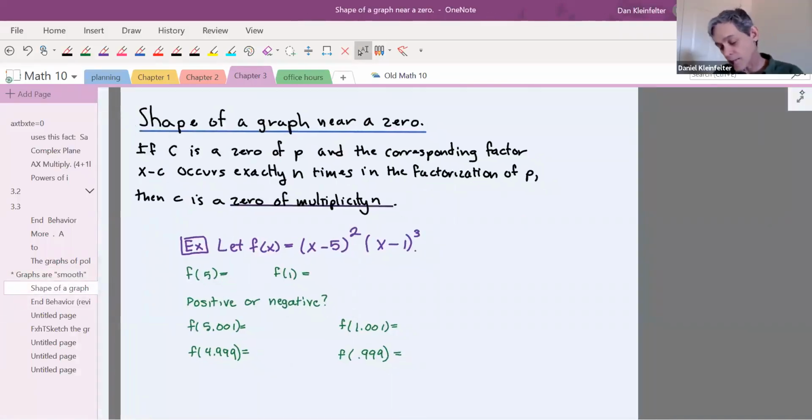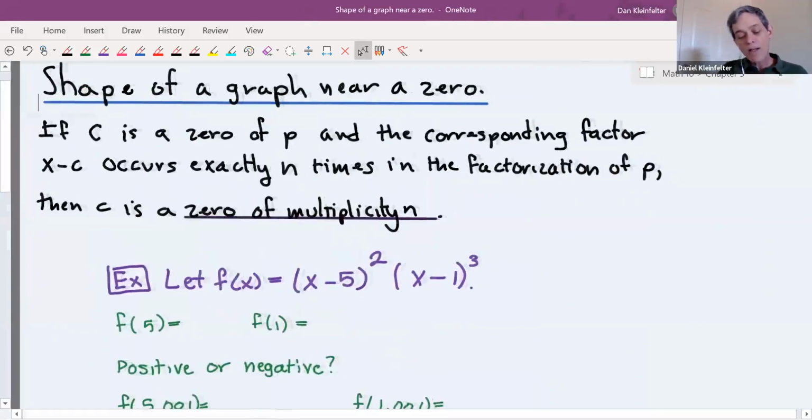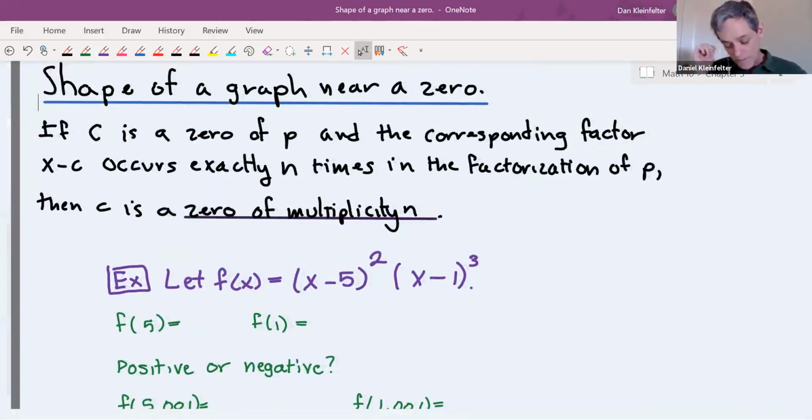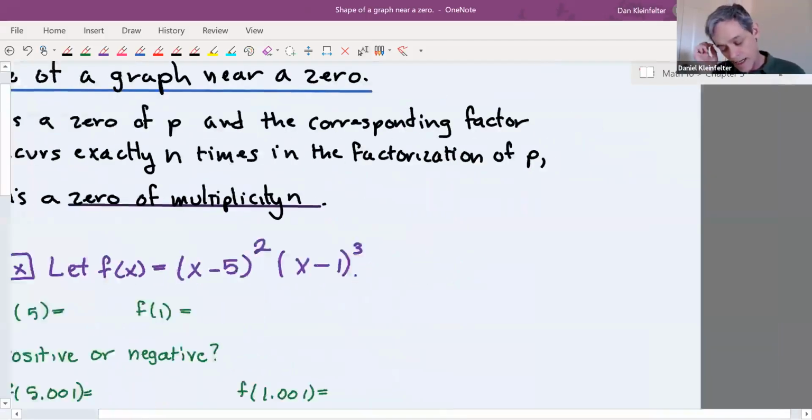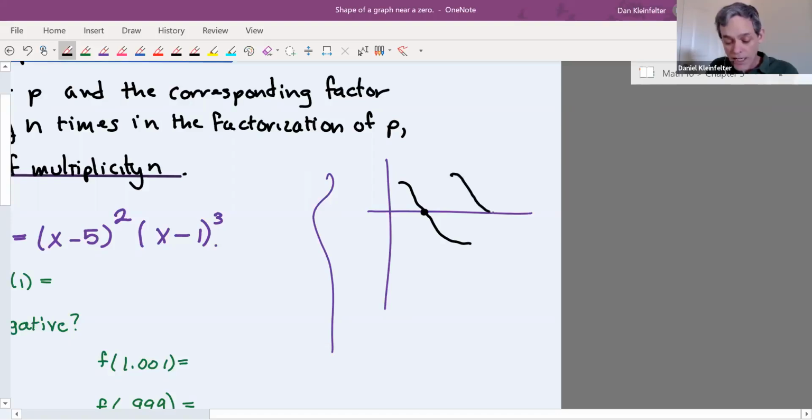All right, so continuing on, still working on graphs, we want to think about how you can tell what the shape of a graph will be near its zero. What I mean by that is this. Taking a look at the graph at where an x-intercept occurs, the graph could come down and cross through, right? It could cross through the x-axis at its intercept. Or it might just touch the x-axis and come back, okay?